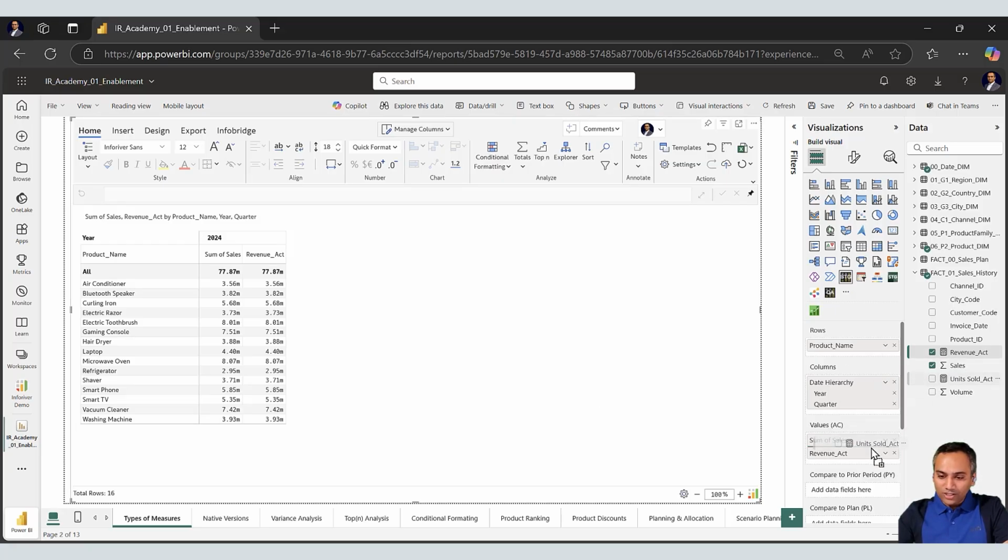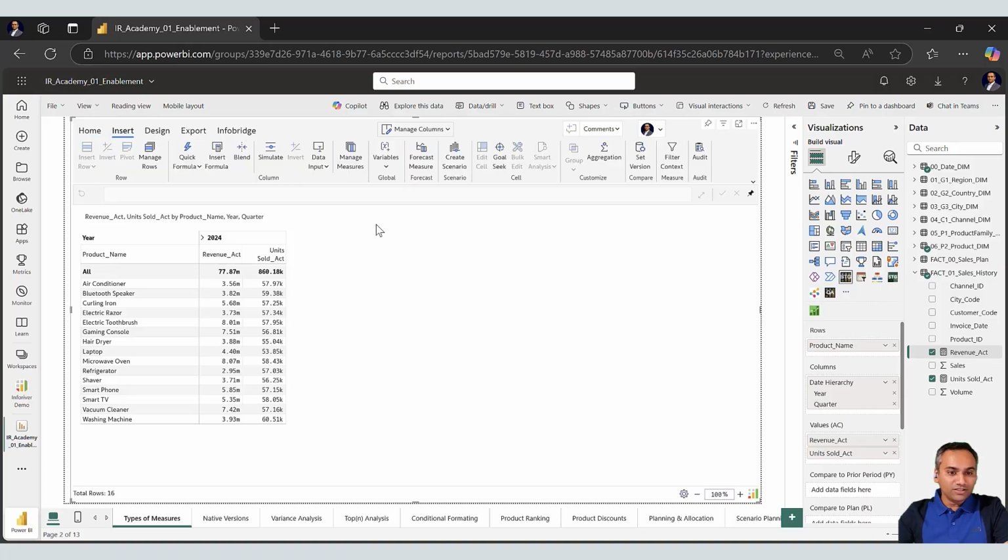Let me bring one more explicit measure from my semantic model and get rid of this one, the sales or implicit measure. Now, when it comes to Inforiver, we have this insert tab where you have a handful of different types of measures used for different purposes, but we will talk about the two most commonly used measures within Inforiver. To begin with, we have data input measures.